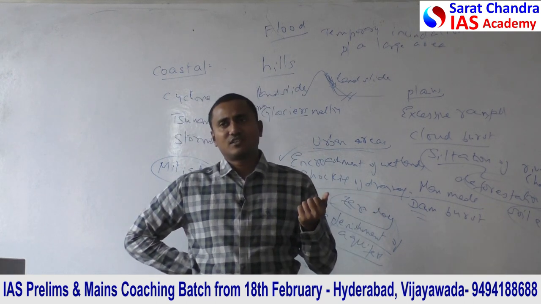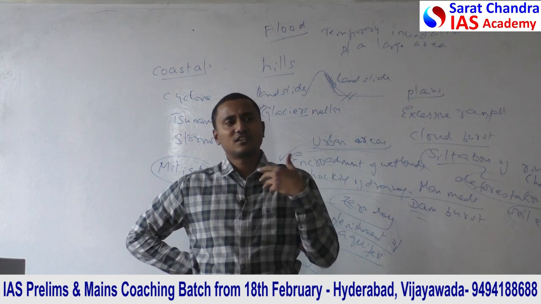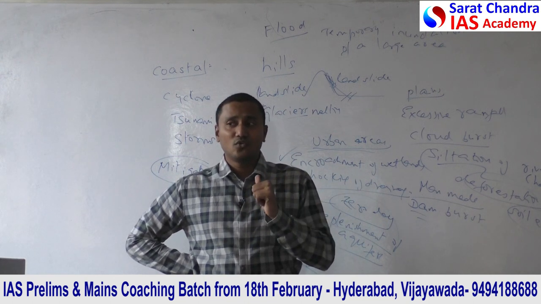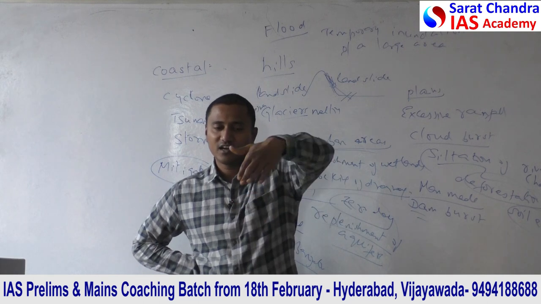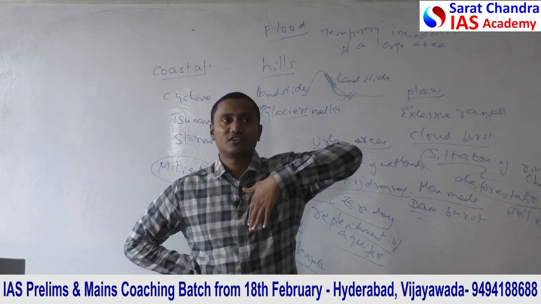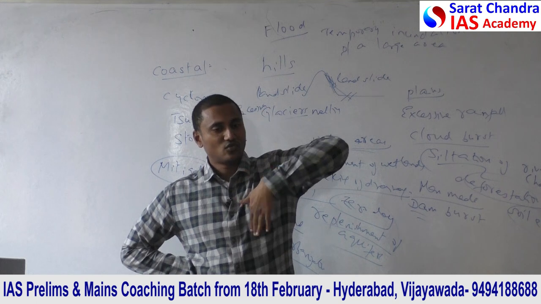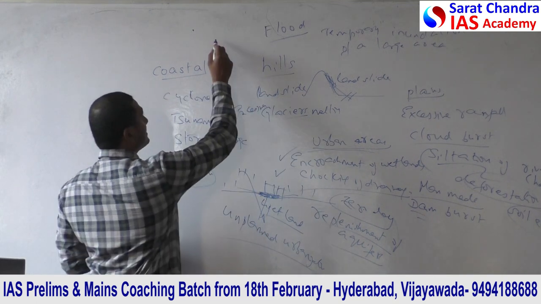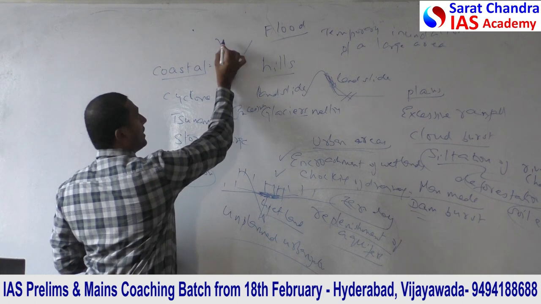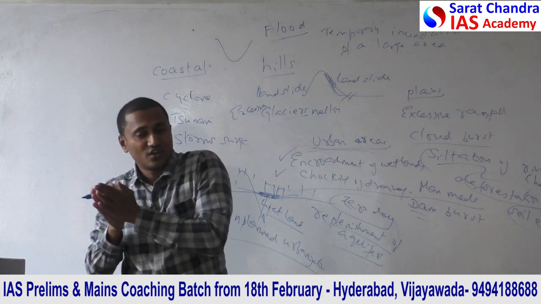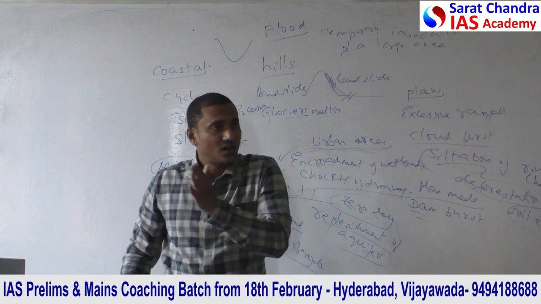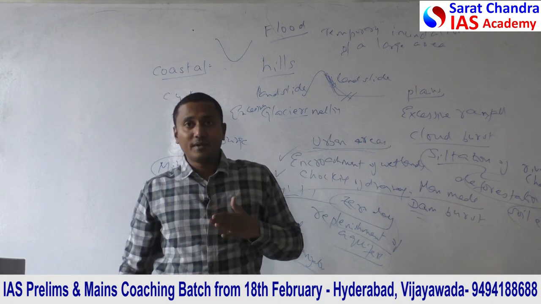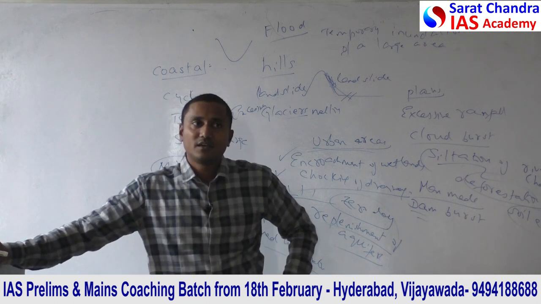Nobody can stop cyclone. Tsunami will come. This natural calamity, nobody can stop. But you can reduce its impact. How? Along the coastal area, you do afforestation. Plant trees. For example, if this is the coastal area, from the coast to almost 4 kilometers, almost 5 kilometers from the coastal area, 5 kilometers you go for plantation.